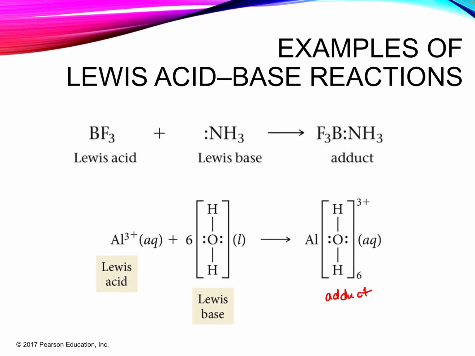So the aluminum, right, had a 3+ charge. It has lots of empty orbitals in which to accept these lone pairs. So we find this Lewis base, right, these oxygens, and they can donate their electrons to the Lewis acid and form an adduct.